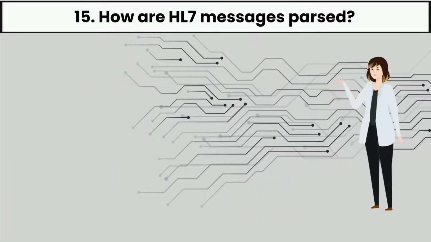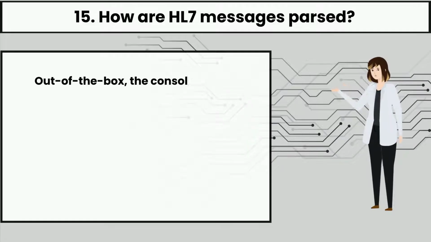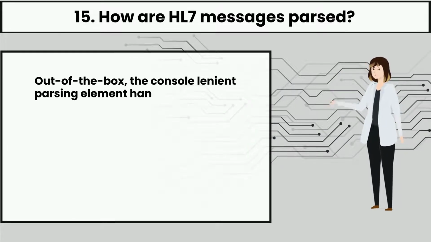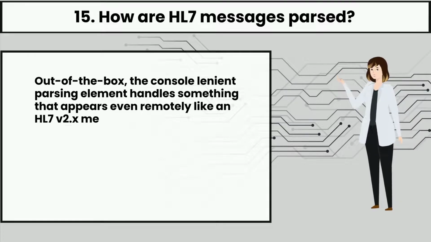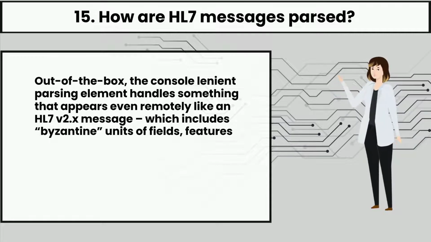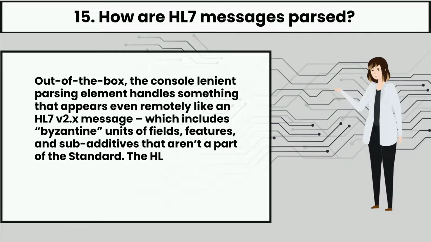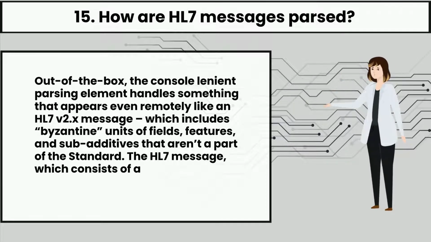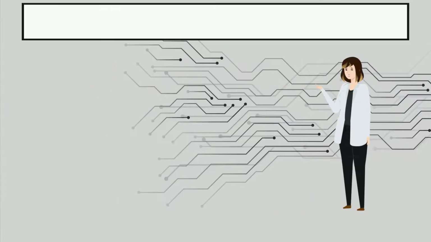15. How are HL7 messages parsed? Out of the box, the console's lenient parsing handles anything that looks even remotely like an HL7 v2.x message, including unusual sets of fields, features, and sub-components that aren't part of the standard. The HL7 message, which includes any custom segments, converts easily to XML.